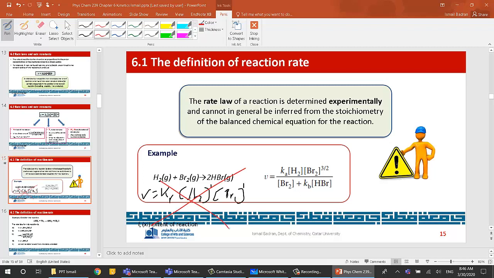You have to go to the lab, do an experiment, obtain some data, and analyze it. It's a very long process, and you find the rate law. And actually, the people who did this before found the rate law to be in this form. Okay, it's a very complicated rate law.